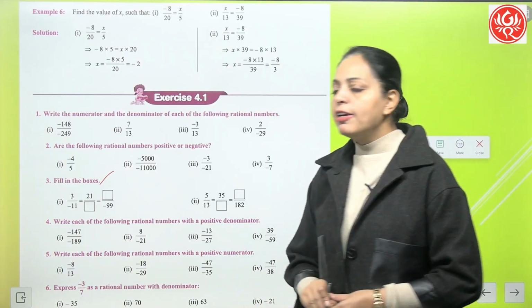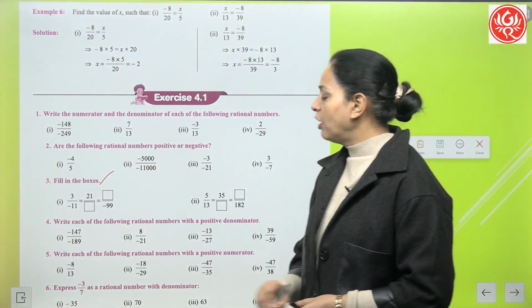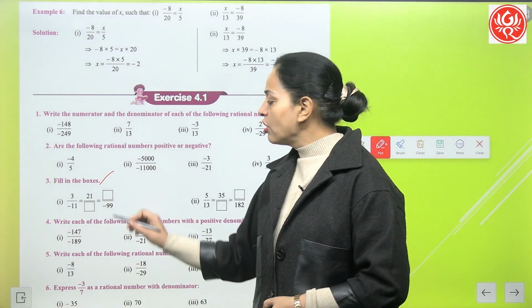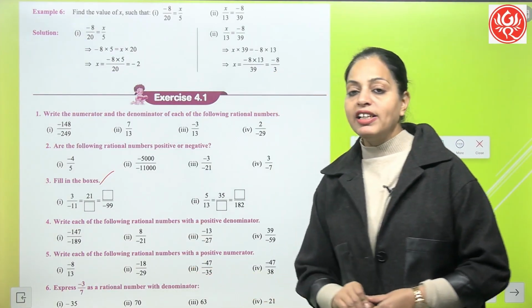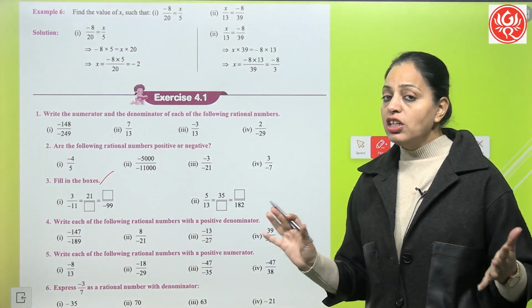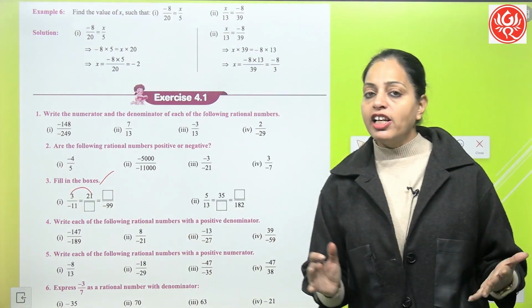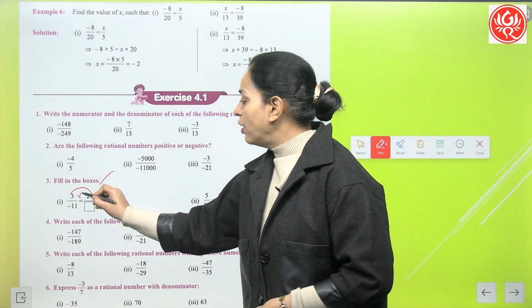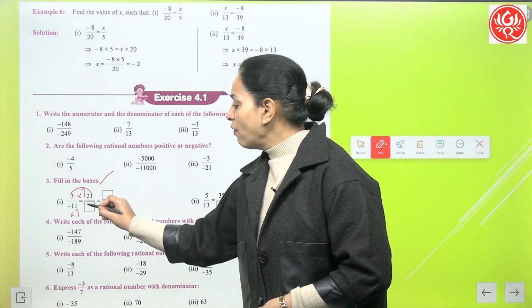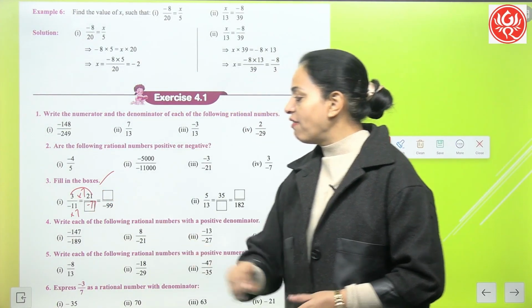Now come to third question, filling the boxes. The first part, 3 upon minus 11 equals to 21 upon dash equals to dash upon minus 99. So these all are equivalent. Now see, 3 and 21, what is the relation? 3 into 7. So minus 11 into 7, minus 77.